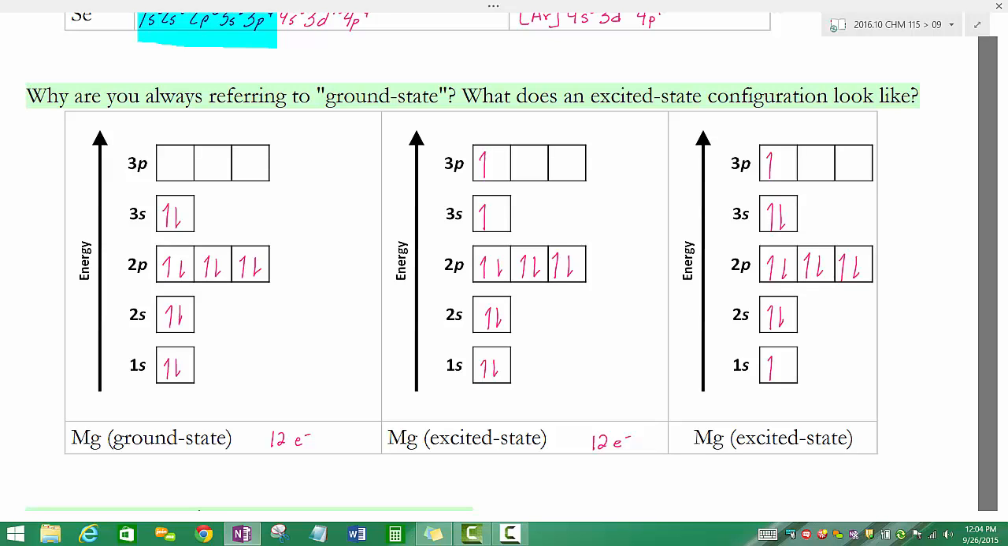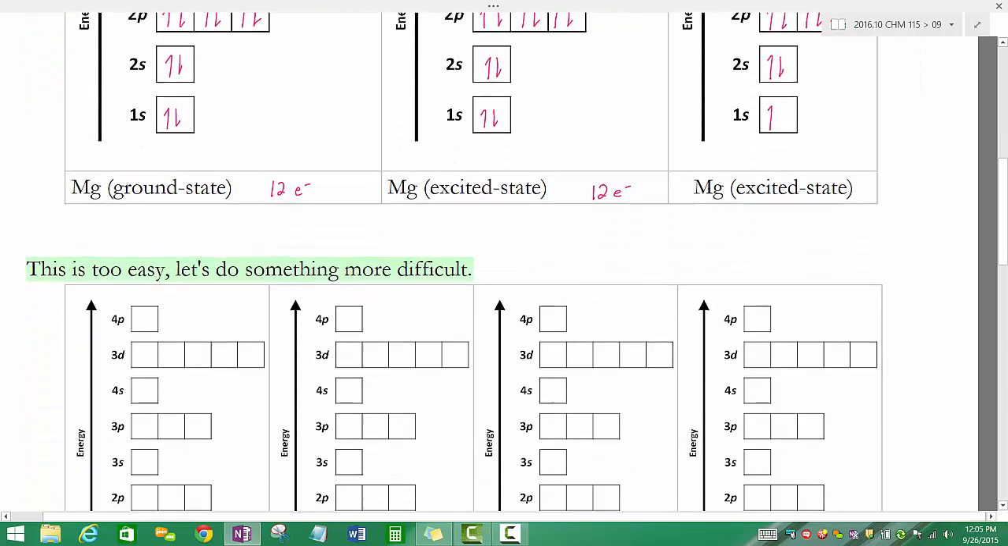As an advanced hint for your exam coming up, if you looked at those two excited states, which one is capable of having a larger energy change? And then think about what that will mean for the type of light it can emit. Things to think about going forward.